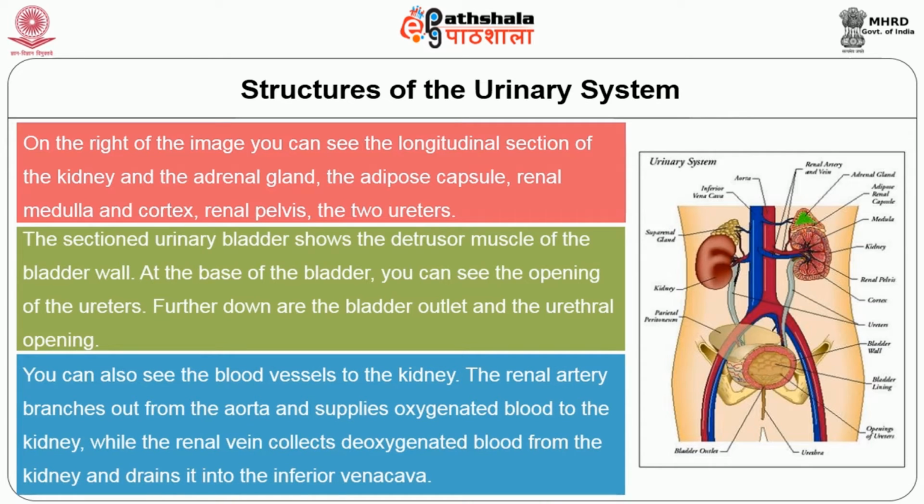You can also see the blood vessels to the kidney. The renal artery branches out from the aorta and supplies oxygenated blood to the kidney, while the renal vein collects deoxygenated blood from the kidney and drains it into the inferior vena cava.